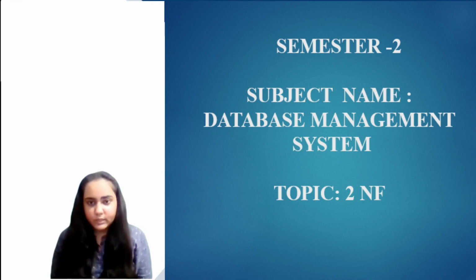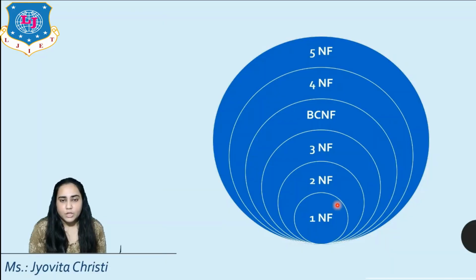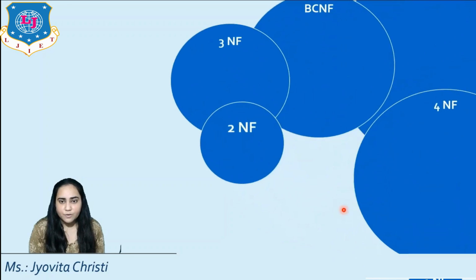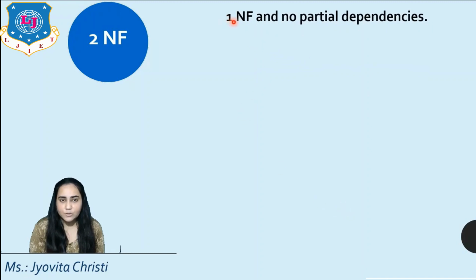I'm Jovita Christie, and in this video, I'm going to explain to you second normal form, which is the second step in the process of normalization. Here, we are going to discuss now the second step of the normalization process, which is 2NF. 2NF stands for second normal form, and the condition for 2NF is that the relation or the database should already be in 1NF, and there should be no partial dependencies.